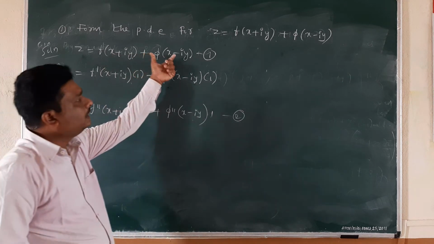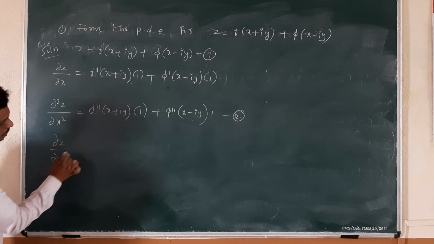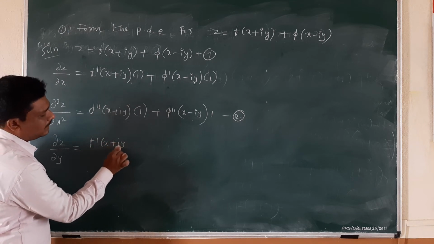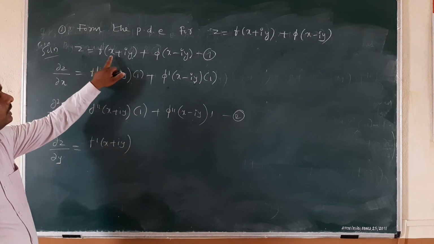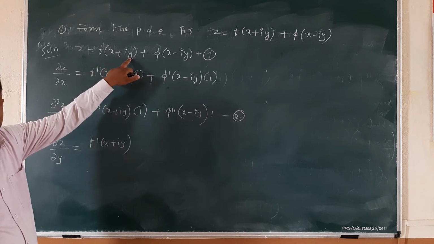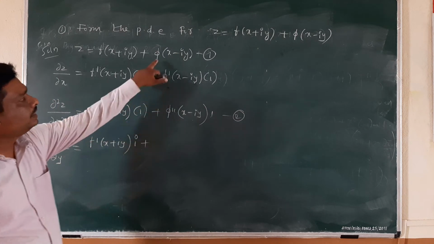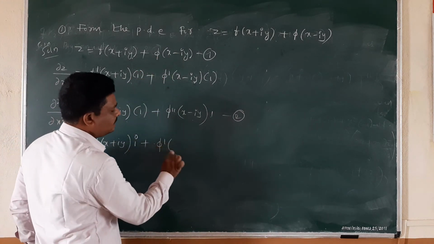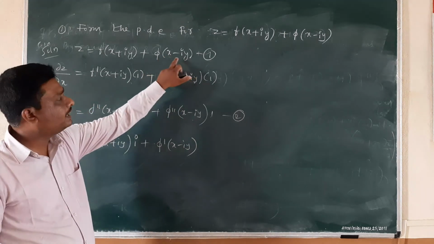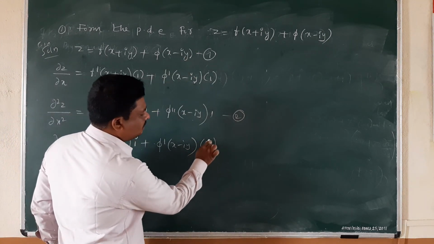Now I will differentiate equation number 1 partially with respect to y. That is dou z upon dou y. Derivative of f is f dash of x plus iy. Now f is removed, remaining is x plus iy. Derivative of x is 0. Derivative of y is 1 with respect to y, and remaining is i. Plus derivative of phi is phi dash of x minus iy. Remaining is x minus iy. Derivative of x is 0 and derivative of minus iy is minus i.